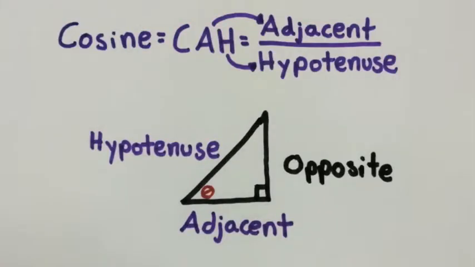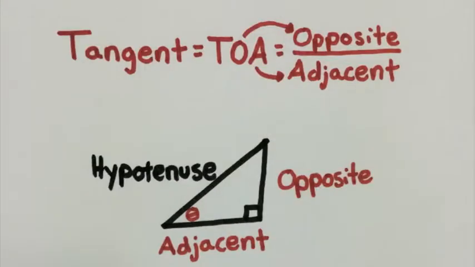Cosine, or CAH, is the adjacent side over the hypotenuse. And finally, tangent, or TOA, is the opposite side over the adjacent side.